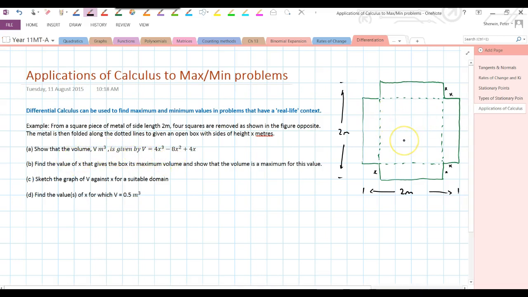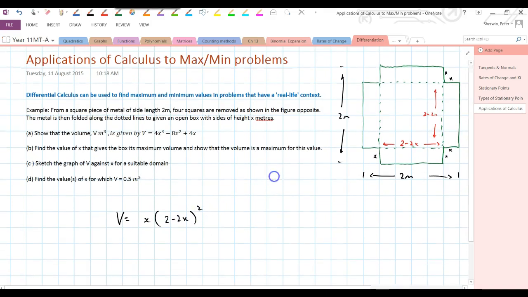Okay, so the volume of a box we know to be equal to the area of the base times the height. Now the height in this case is x, so we can go x here. Now this length here has gone from 2 meters, and we've taken little squares of x out. So if we have a look at just this bit here, this will be 2 minus 2x, from there to there. We've got little side lengths of 2 minus 2x now. So it'll be x times (2 minus 2x) squared.